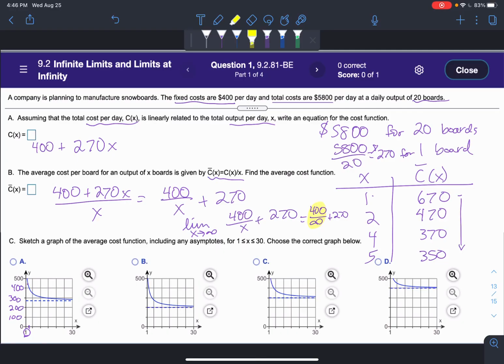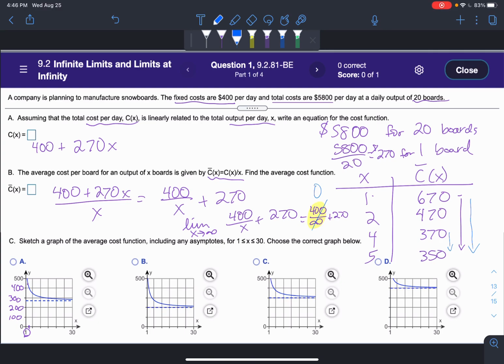And so that's why when we did this point analysis, we noticed that the numbers are starting to slow down. They're still getting smaller, but the difference is getting smaller, almost reaching a steady state, which we might see in the next question. But anyway, the limit of this function is 270, because this term again goes to 0, and we're left with 270.